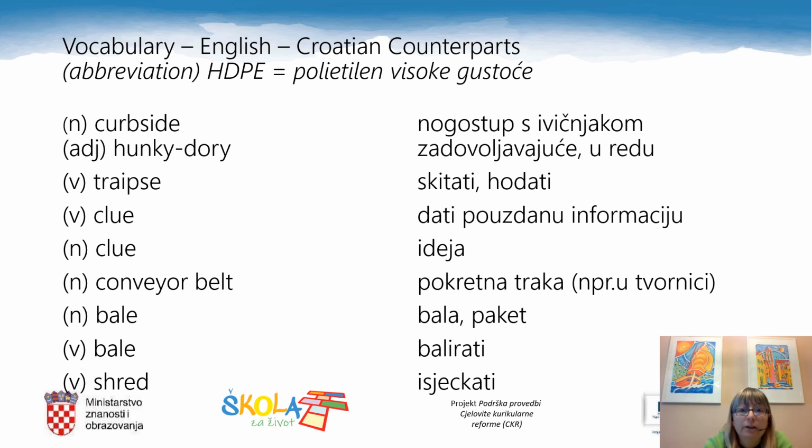Curbside is a noun with the meaning nogostup s ivičnjakom, hunky-dory, pridjev, zadovoljavajuće, u redu, traipse, skitati, hodati, to clue, dati pouzdanu informaciju, a clue, ideja, a conveyor belt, pokretna traka, primjerice u tvornici, a bale, bala, sjena na primjer, paket, to bale, balirati, sjeno primjerice, to shred, isjeckati.